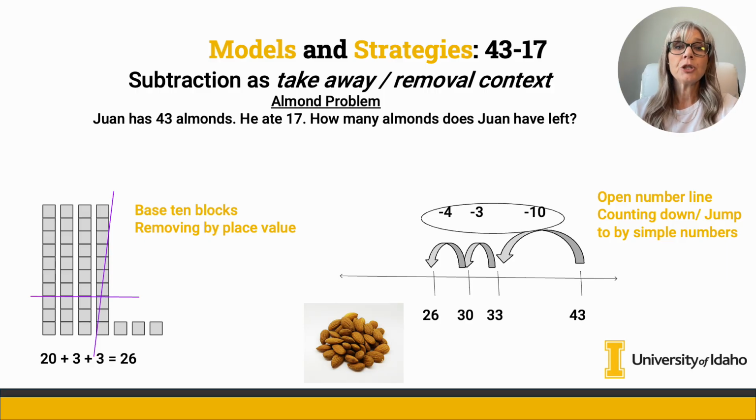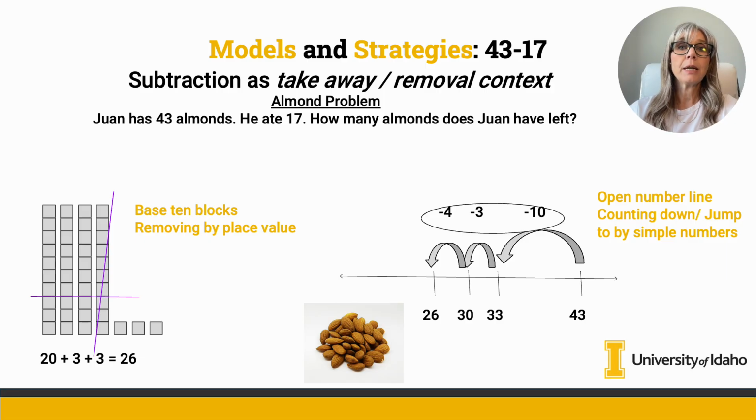The second solution shows the strategy jumping using friendly numbers on the number line. I start with 43 and remove 10, that's a friendly jump, to land on 33. And then I jump back 3 to get 30, also a friendly number, and then I jump the 4 to get to 26. So my jumps in total are 17.